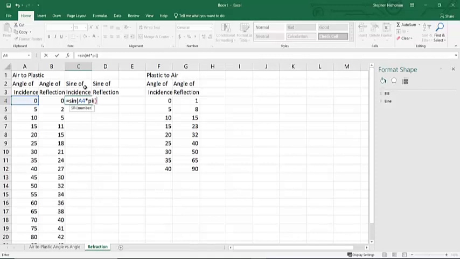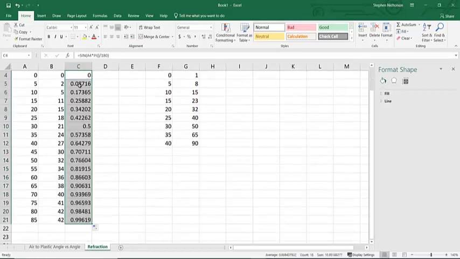I'm not sure if you have to use the parentheses, but I'm going to do that. And then you divide by 180. And then a right parenthesis. So that'll give you the sine of 0 degrees. And then I can copy that all the way down.